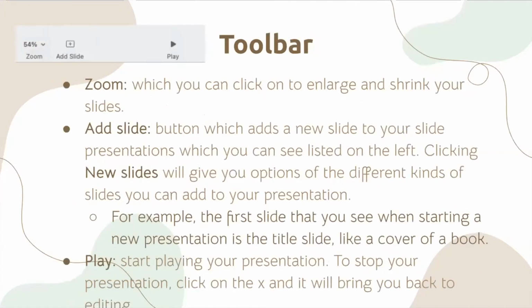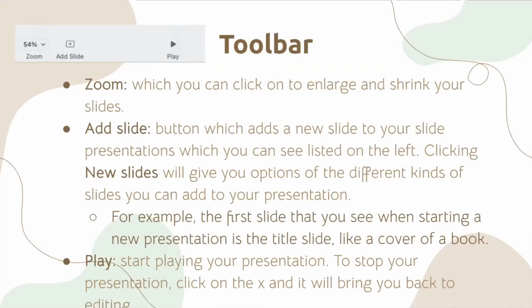Toolbar. Zoom is what you can click on to enlarge or shrink your slides. Add Slide is a button which adds a new slide to your presentation, which you can see listed on the left. Clicking New Slides will give you options of the different kinds of slides you can add to your presentation.